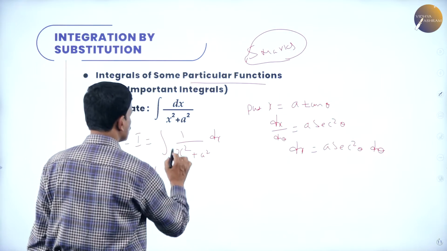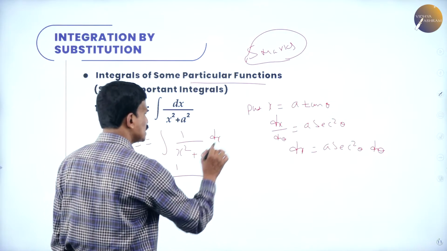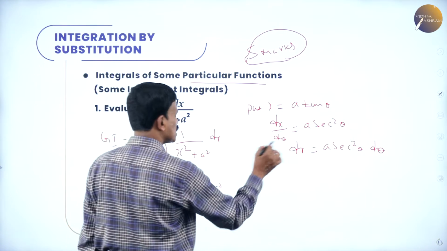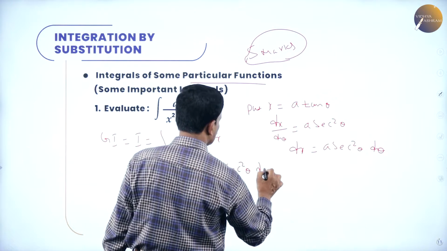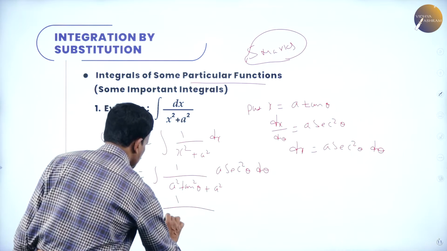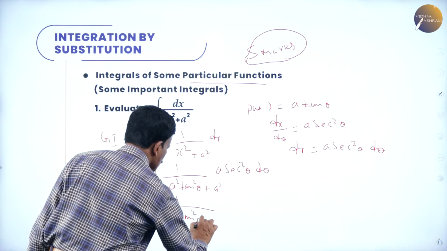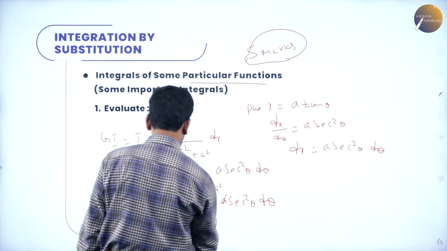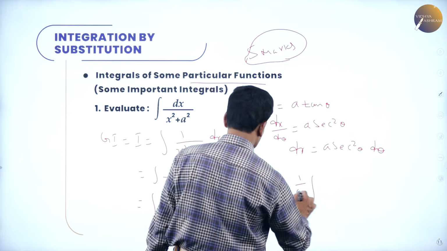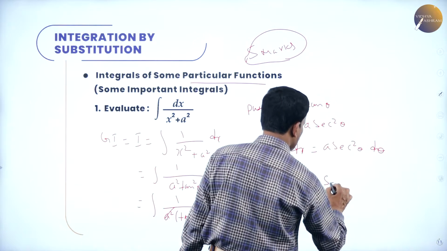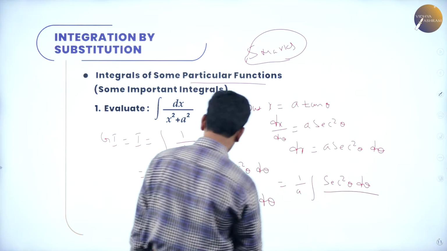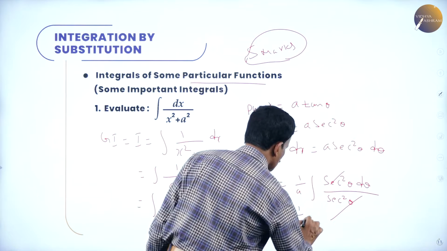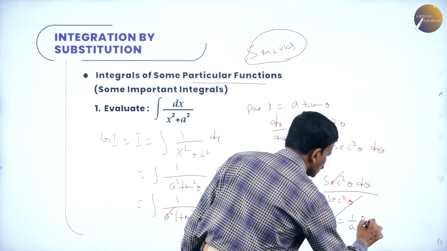So, this given integral reduces to 1 over x square plus a square into dx, where x square is a square tan square theta and dx is a secant square theta d theta. So, this is 1 over, you can take a square out, tan square theta plus 1, into secant square theta d theta. A and a get cancelled, you can take 1 over a out. What is left in the numerator is secant square theta d theta, divided by, in the denominator, 1 plus tan square theta, which is also equal to secant square theta. These two get cancelled. 1 over a into the integration of d theta is theta plus c.